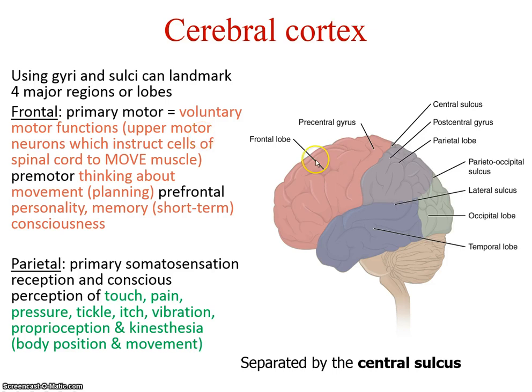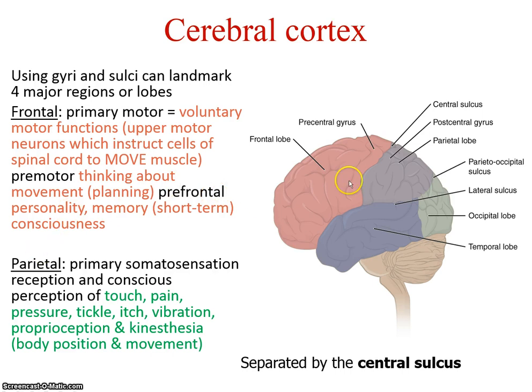Upper motor neurons are found here, because this is on top, upper, which instruct cells of the spinal cord, so they send information down the spinal cord to move muscles. There's a premotor area, which is thinking about movement, so the planning. A prefrontal area, which is a vast amount of our brains as humans. So all of this is the frontal lobe, but this precentral gyrus is where we find what we call the primary motor cortex, and then areas in here would be the premotor cortex, and then all the way in the front is the prefrontal.